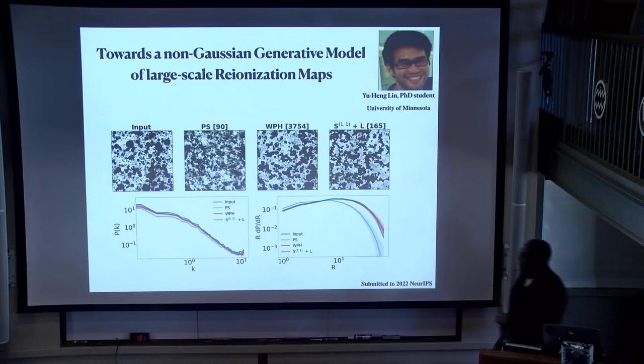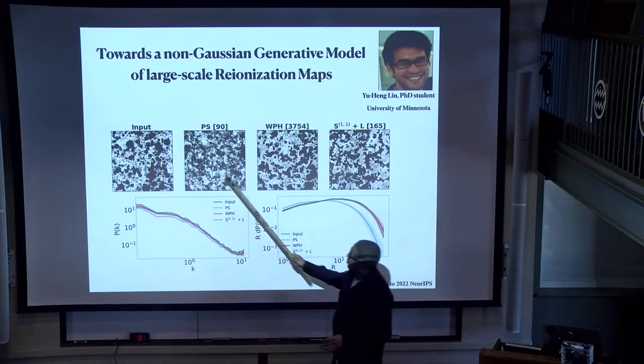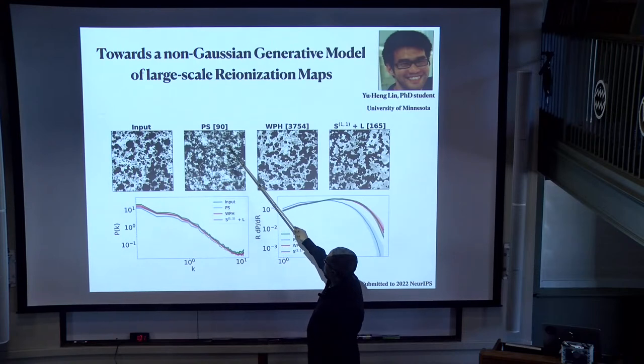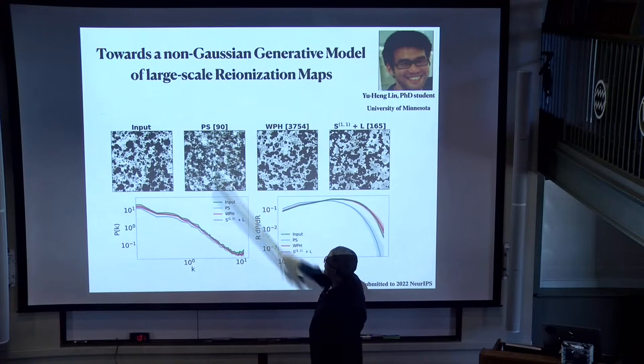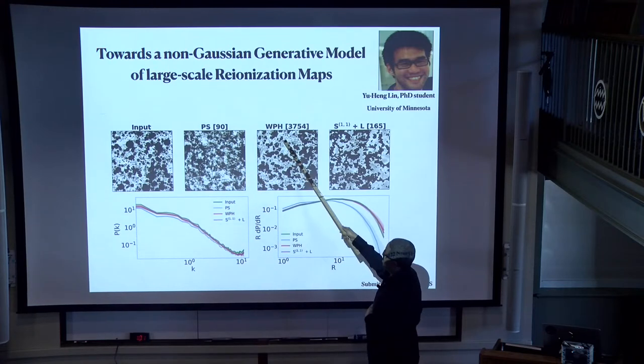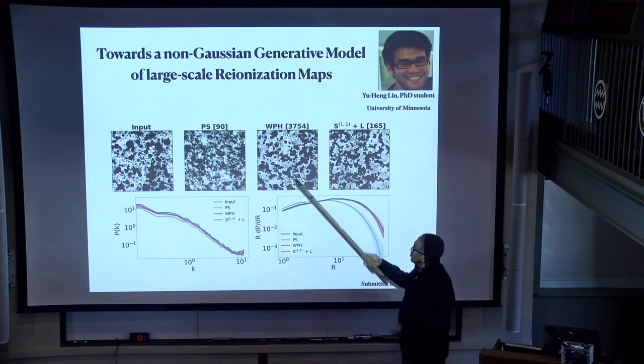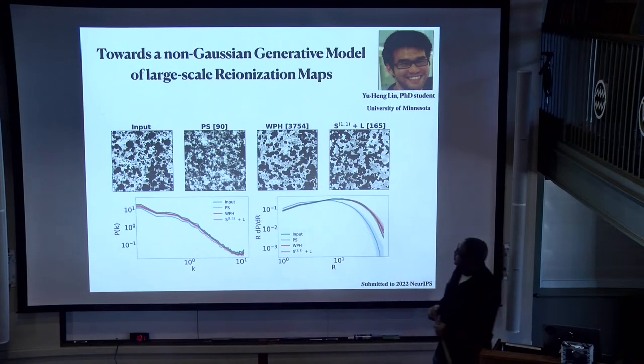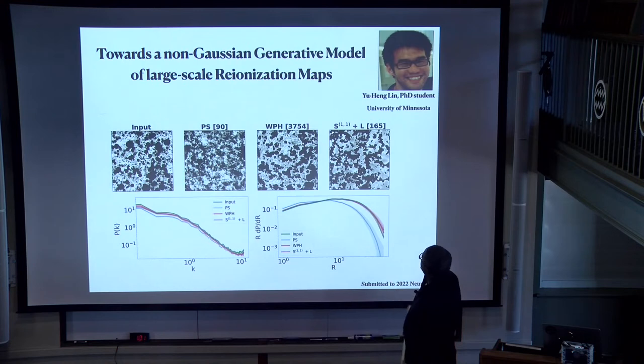So this is my last slide. This is the input that we want. These are different; this is what you get from the power spectrum, which has about 90 coefficients. The wavelet phase harmonics gives you about 3,000 coefficients, because it captures more of the non-Gaussianities in the field. And this is another form of the wavelets that we tried. Each time, because the noise is different, you get a different realization.